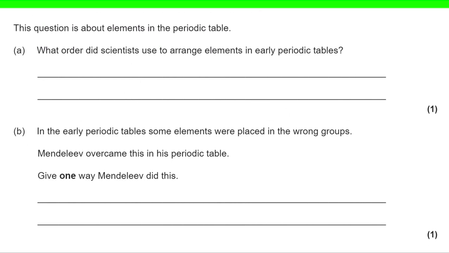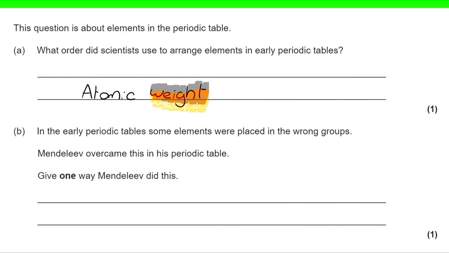What order did scientists use to arrange elements in early periodic tables? This is a really important one, and I've highlighted the key word. It's the atomic weight. Now, we don't talk about atomic weight on the modern periodic table at all. We are only going to use that term in historical context.